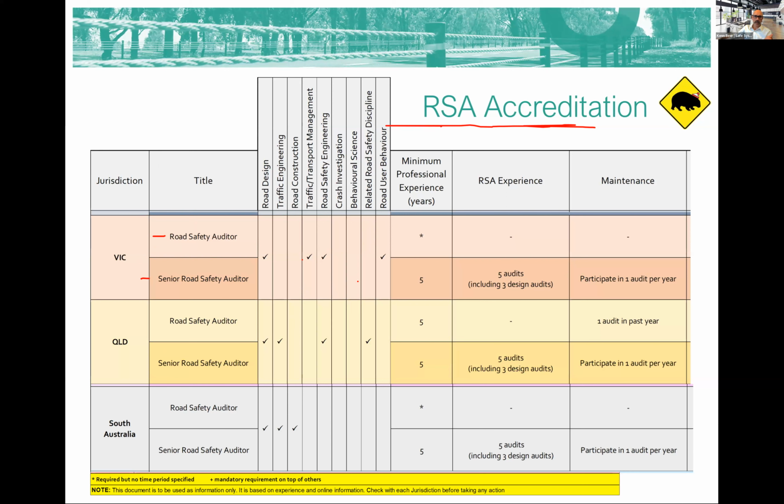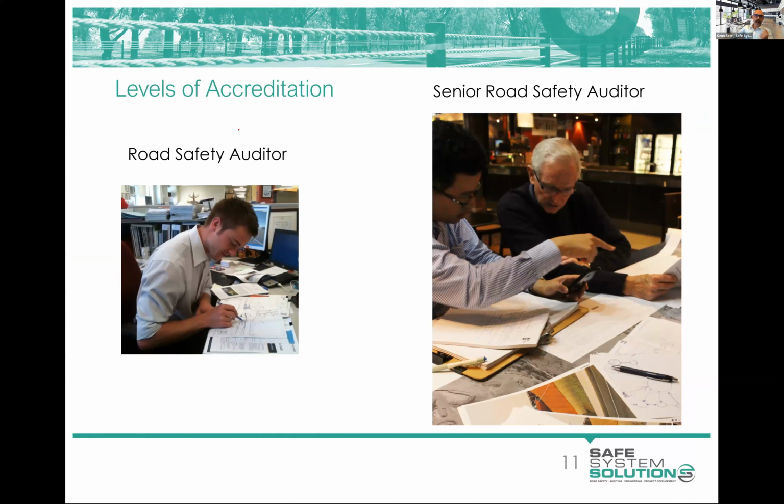So I mentioned there that most jurisdictions have these levels of auditor accreditation. You start off as a road safety auditor, and then you graduate up to become a senior road safety auditor. Some jurisdictions talk about lead road safety auditors, and that's usually just a senior road safety auditor who is appointed to lead an audit team for that audit.